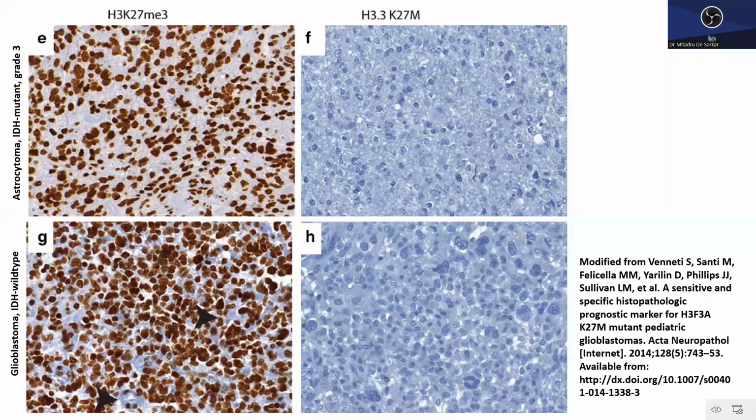Similarly, in the case of this grade 3 astrocytoma of the IDH mutant category, which is shown in E and F, you have expression of the trimethylated histone. You don't have any expression of H3K27M because this particular mutation is not present. In a case of this glioblastoma IDH-wildtype, again, you have retained expression of H3K27 trimethylated histone, and no expression of H3K27M mutant histone.